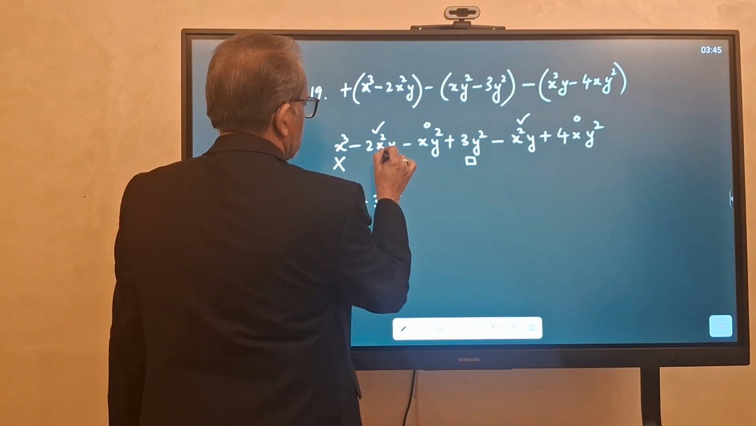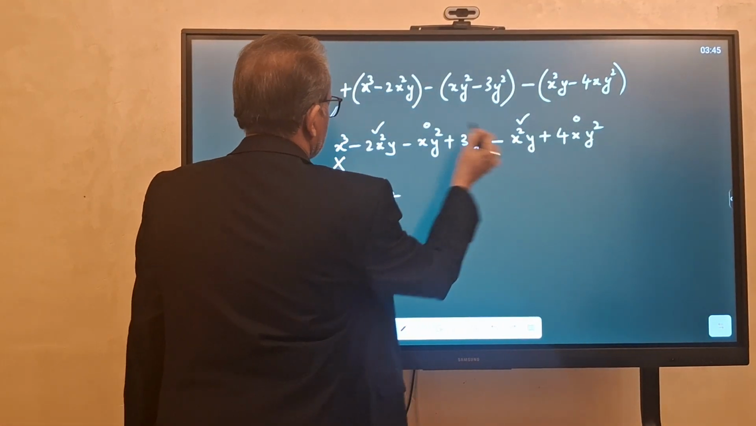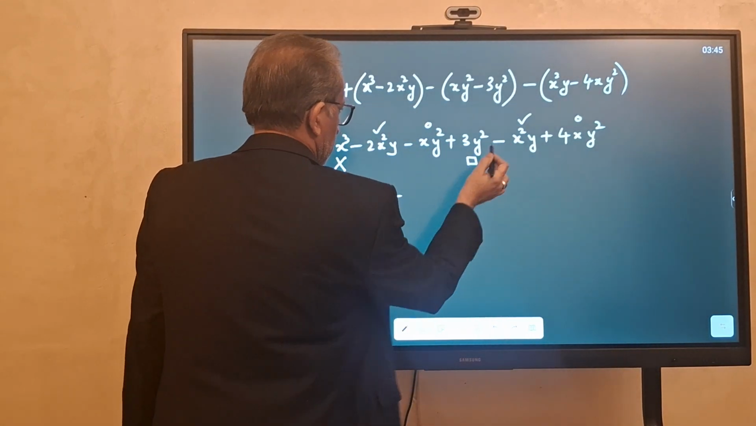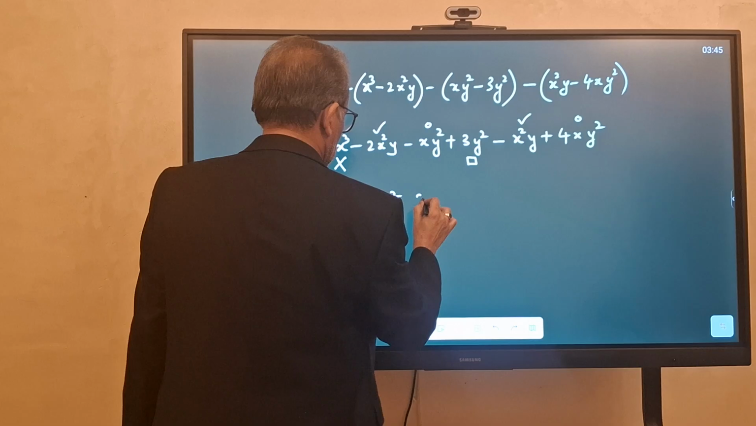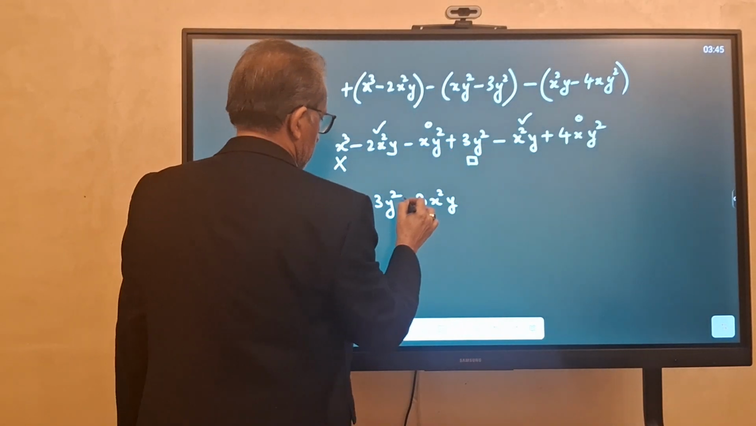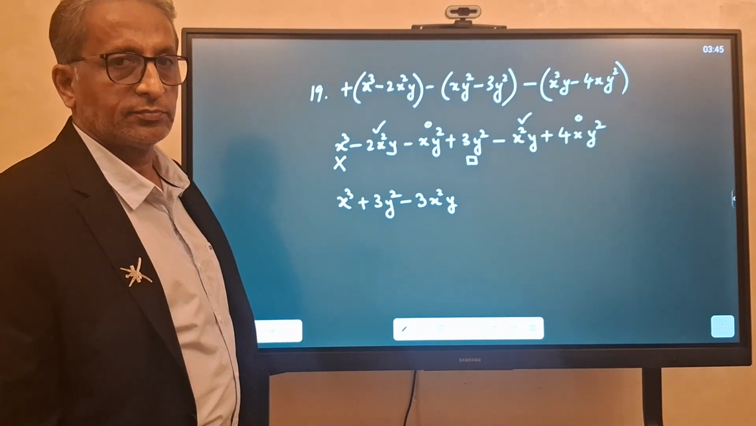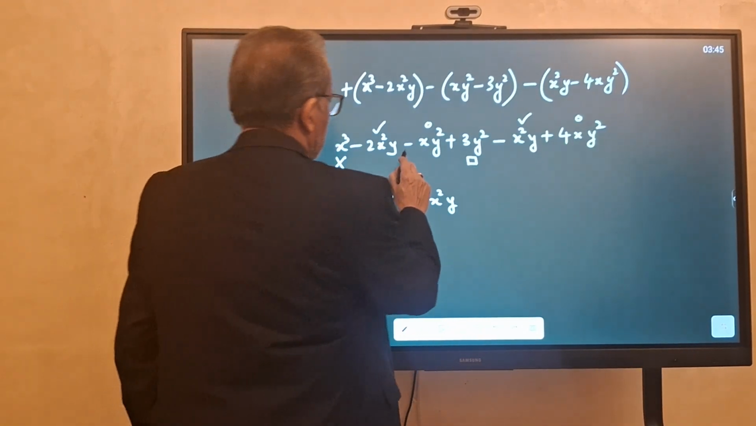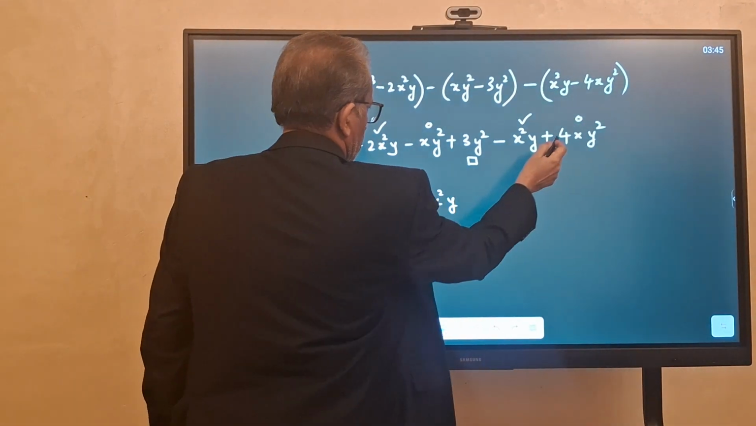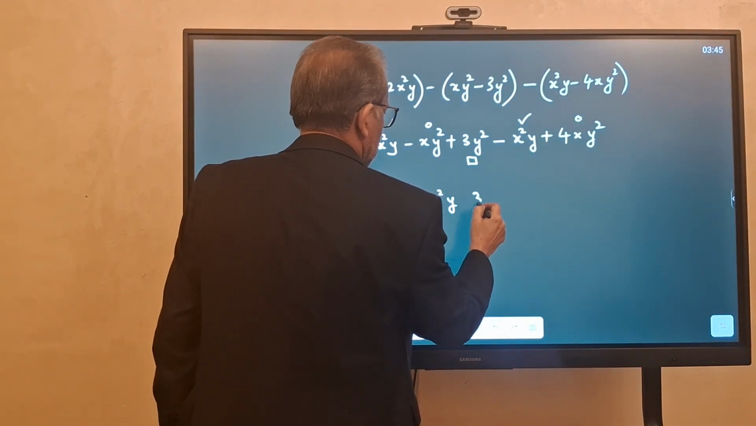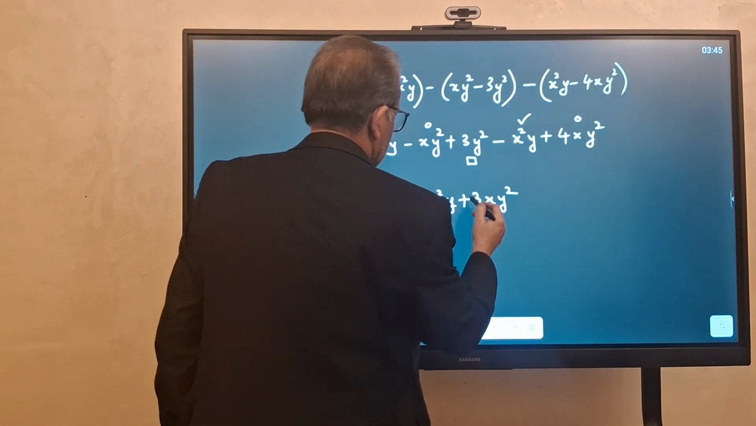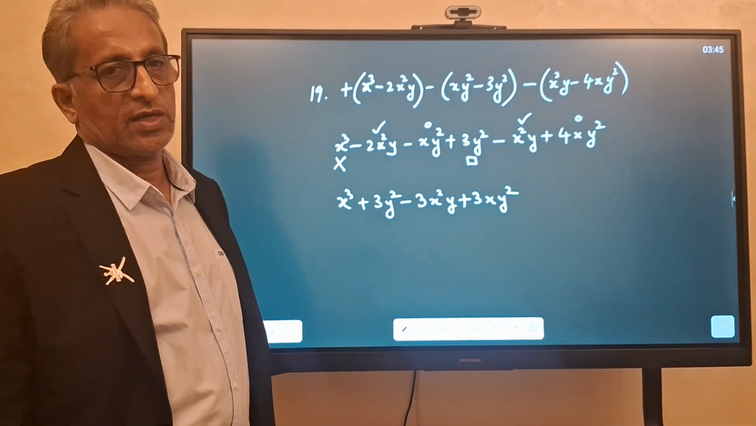Now I will combine this and this because like terms, minus 2x square minus this. That means I have to add 2 plus 1, 3x square y. The sign is minus. Coming to the next, minus xy square plus 4xy square, and plus 4 minus 1, it is 3xy square. The bigger number sign it takes. It is plus 3xy square.